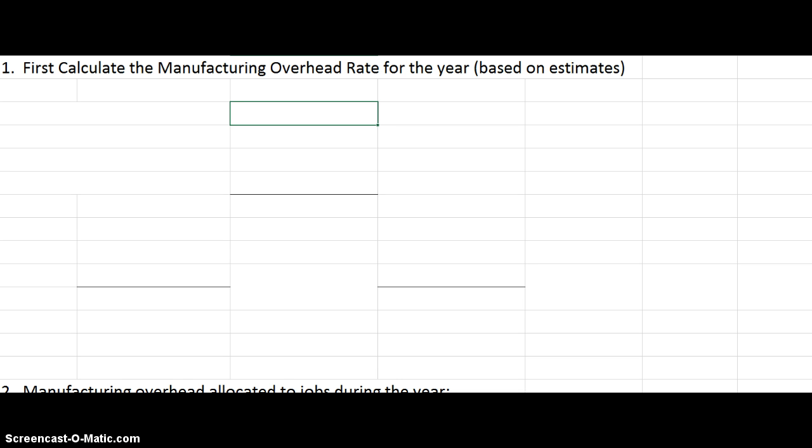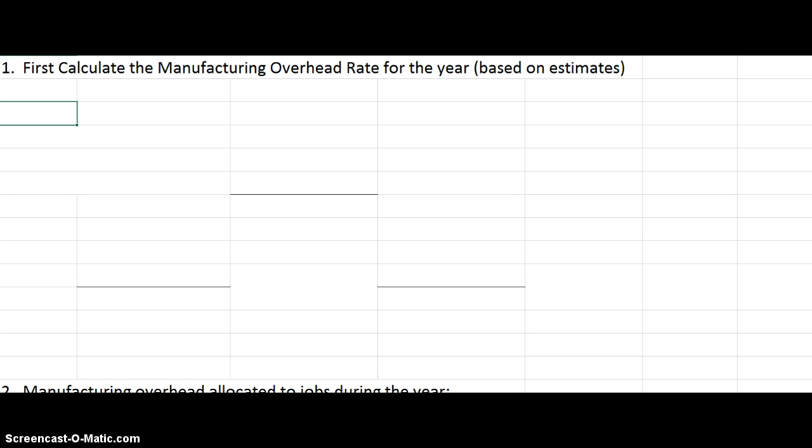All right, so we'll calculate this rate always based on estimates because we don't really know what's going to happen in the future. So if you look down the list, we'll need to pick out what costs will be manufacturing overhead. Direct labor hours, that could be an allocation base, although it isn't in this question. Machine hours, that's the allocation base, or what they're going to use to allocate manufacturing overhead. But it's not a manufacturing overhead cost, so we're not going to worry about it right now.